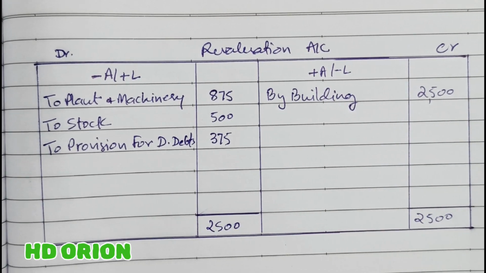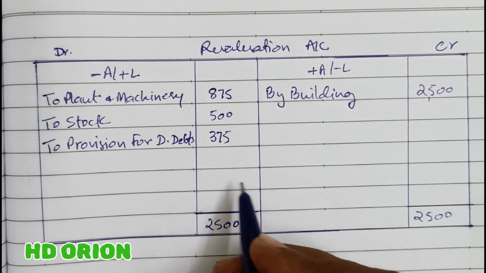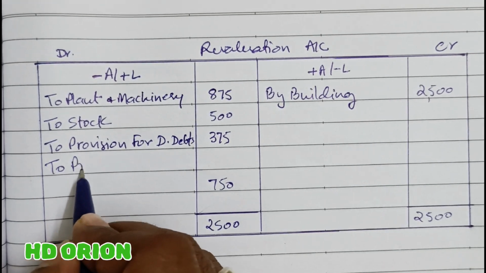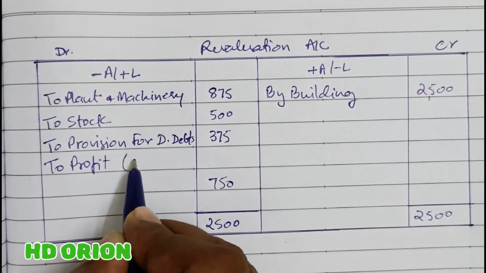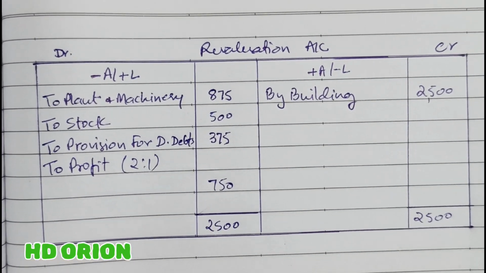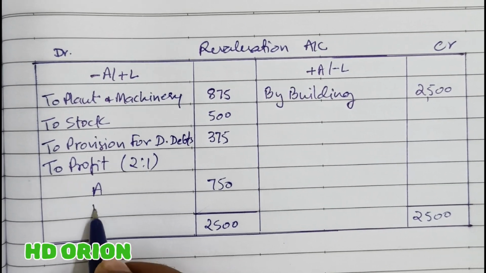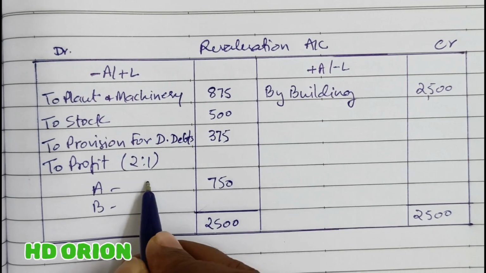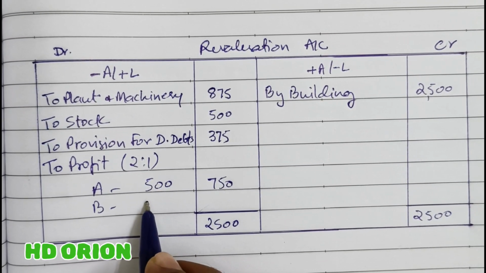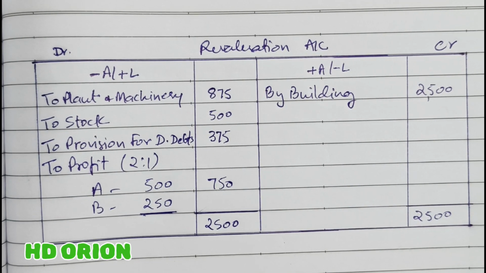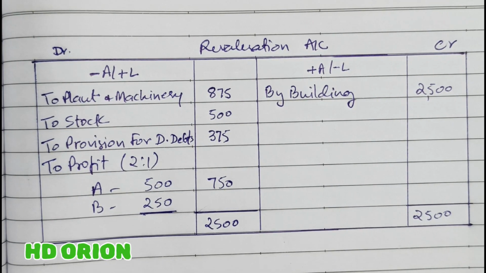And here the balancing figure is rupees 750, which is profit. So the profit on revaluation will be given to the partners in their old profit sharing ratio. So to partners A and B, when we break this, 500 to the first partner and 250 to the second partner. So this is how the revaluation account is to be prepared.